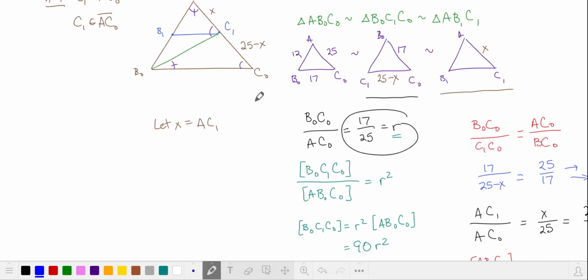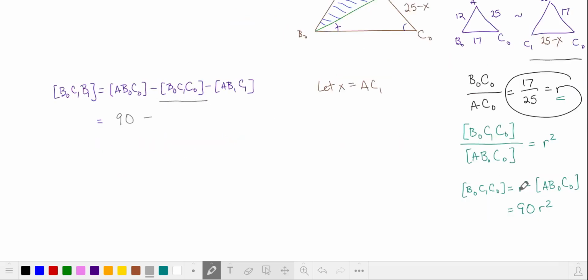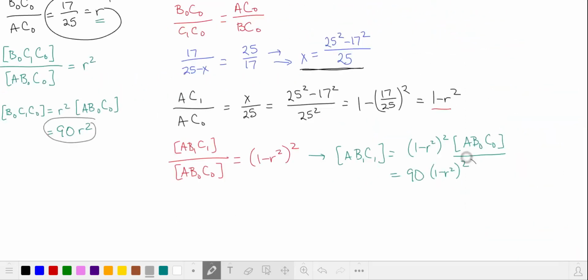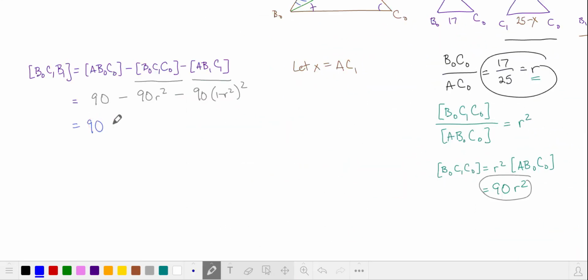We're interested in repeating this process and summing the areas of the remaining triangles. The first one here is triangle B0C1B1. We'll calculate that by taking our original triangle and subtracting the two triangles that happen to be similar. Again, the area of our original triangle is 90. We have this area over here, 90R squared, and then this last triangle is 90 times the square of 1 minus R squared. We'll factor out the 90 from all of these terms.